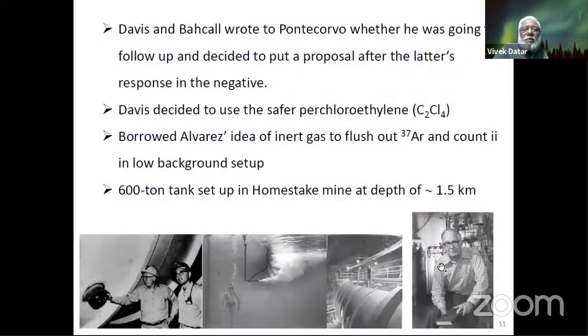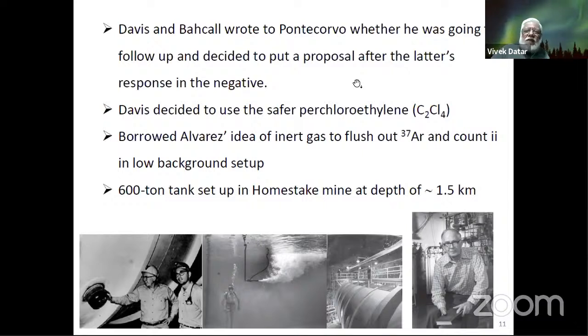And so Bahcall and Davis actually took up this idea. I remember having seen some article where they are supposed to have asked Pontecorvo if he wanted to follow up on his idea of the radiochemical neutrino detector. And he apparently said, no, I'm not intending to follow it up. It was those days, when there was not such hectic competition, perhaps. And then they proceeded to put up a proposal to Brookhaven National Lab for making such a detector.